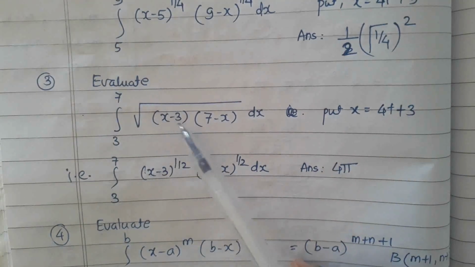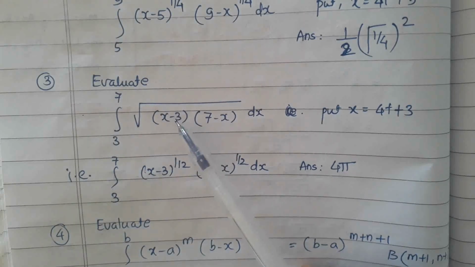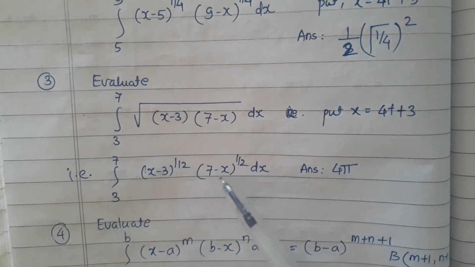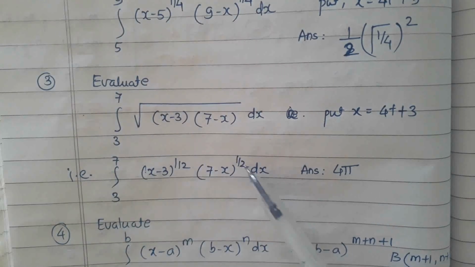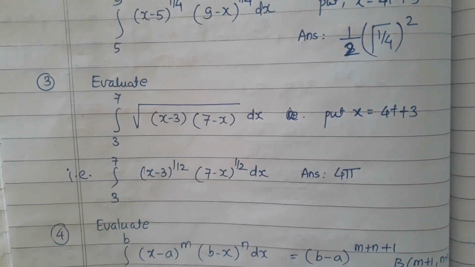Write this root of x minus 3, 7 minus x. Separate the roots for this function. So this becomes x minus 3 raised to 1 by 2 and 7 minus x raised to 1 by 2 dx. So you can use the values of m and n.